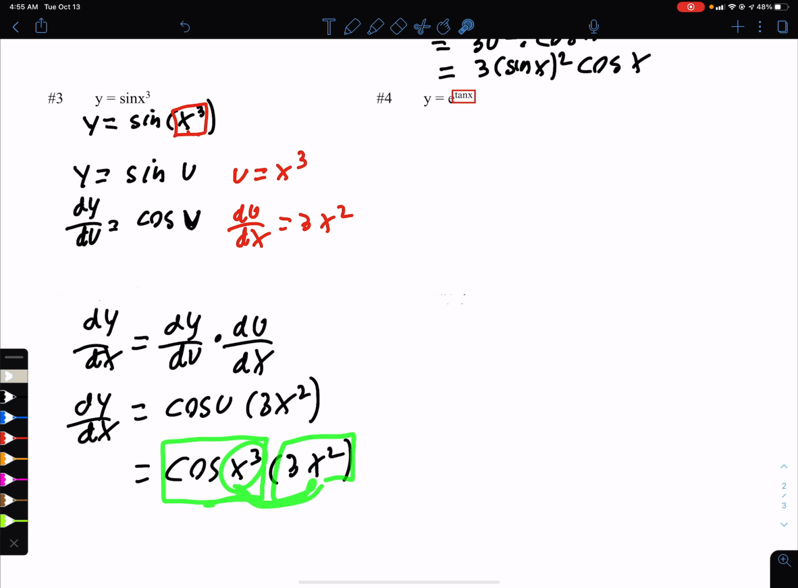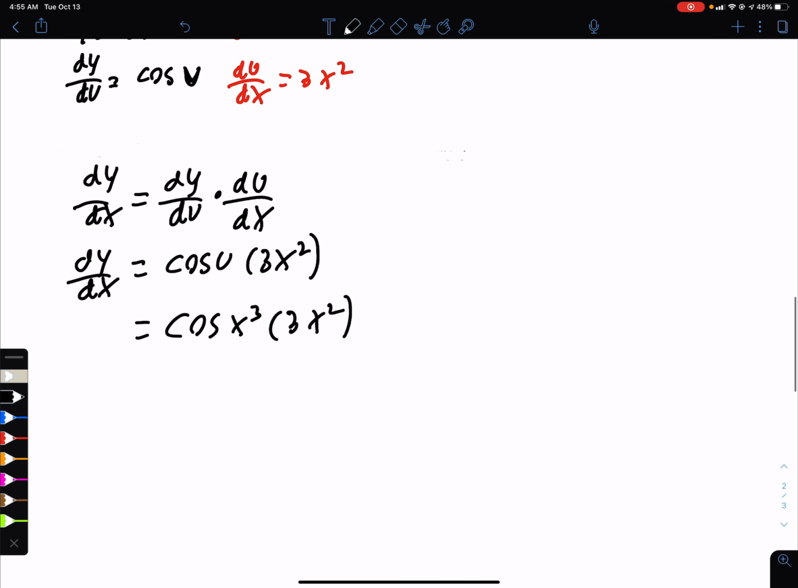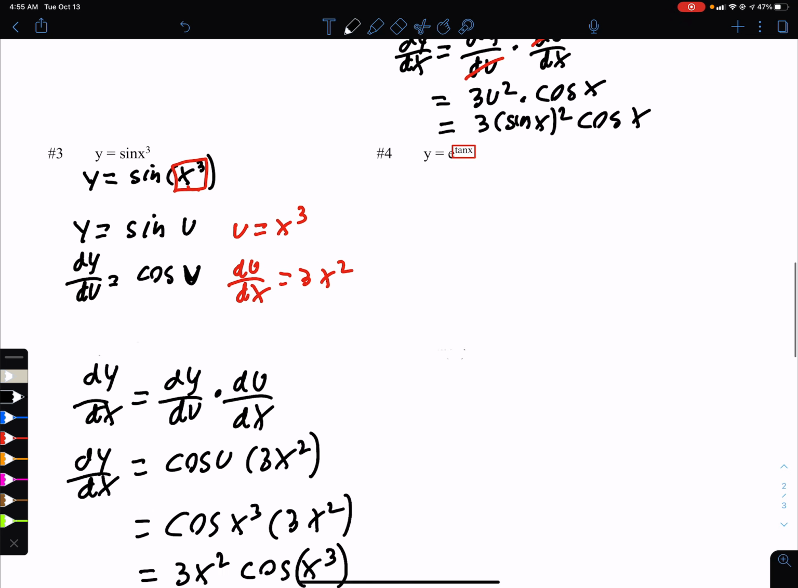So this is separate. To write it a little prettier, we can put the 3x squared first, but remember, that is in the cosine function, it's part of it. If you want, you could put parentheses there, just to remind you it's inside, don't mess with it. So that's example number 3.